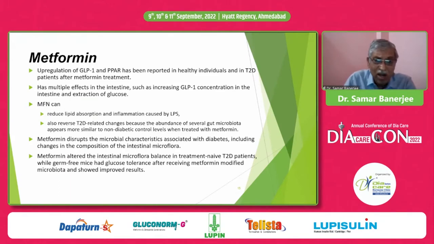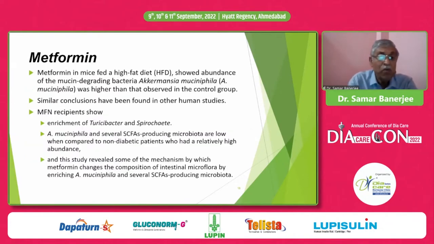Metformin disrupts the microbial characteristics associated with diabetes, including changes in the composition of the intestinal microbiota. It alters the intestinal microbiota balance in treatment-naive type 2 diabetes, while germ-free mice had improved glucose tolerance after receiving metformin-modified microbiota, and so improved results. Metformin in mice fed a high fat diet showed an abundance of the mucin-degrading bacteria Akkermansia muciniphila, which means better diabetic control. Similar conclusions have been found in other human studies.